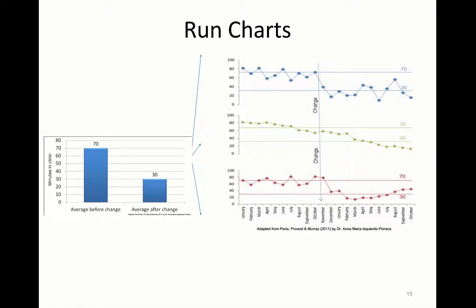In the green chart, there is a progressive decrease of the value of the outcome that started before the implementation of the change. Although there seems to have been improvement, it's not due to the change implemented. Finally, in the maroon chart, there is an improvement after the change, but it seems to be short-lived since, after the March measure, the outcome seems to worsen again.